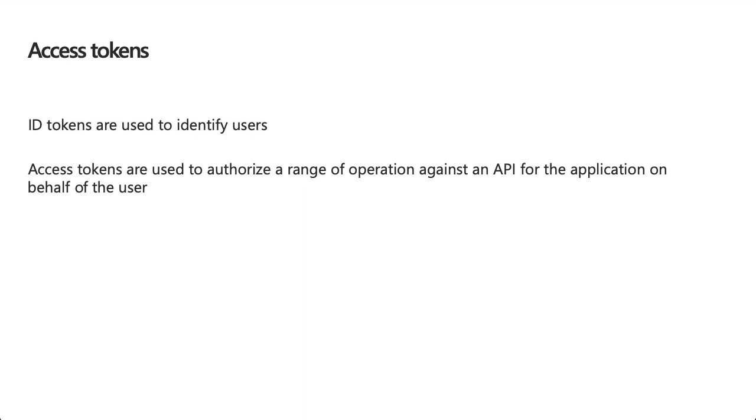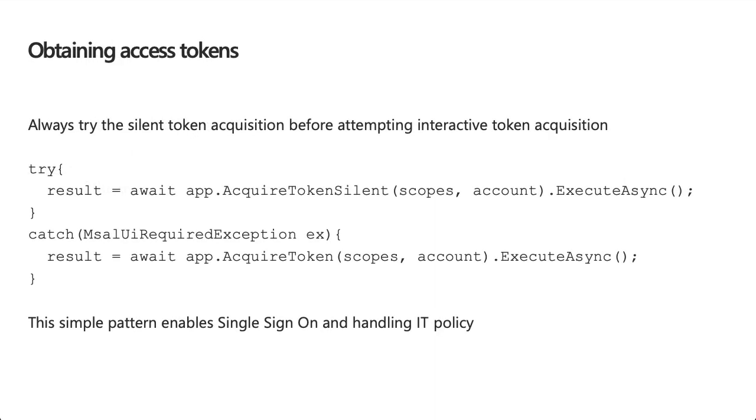Applications should never inspect or validate an access token. Access tokens must only be passed to the API. Access tokens are created based on the audience of the token, meaning that the API that owns the scopes in the token. To acquire an access token, use your OpenID Connect or OAuth 2 library. For an example with MSAL, you're going to always use this pattern.